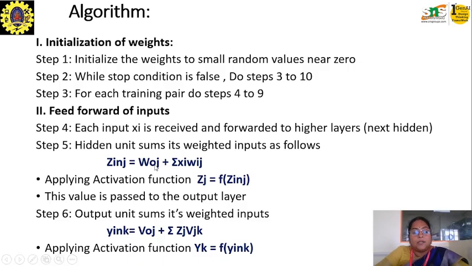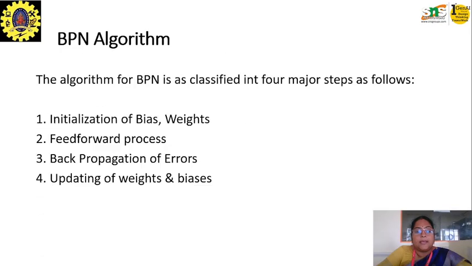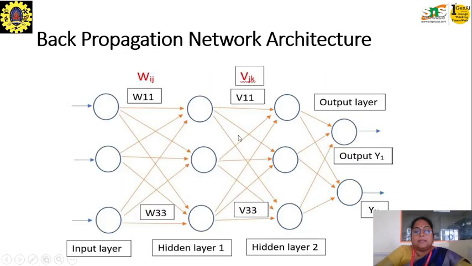By applying the activation function, zj equals f of z_inj. The activation function is applied for each layer to check whether the particular node is active or not, whether the node is transmitting the data to the next layer or not. This value will be passed to the output layer, where each output unit sums its weighted inputs. That is calculated as y_ink, and this here is the output.